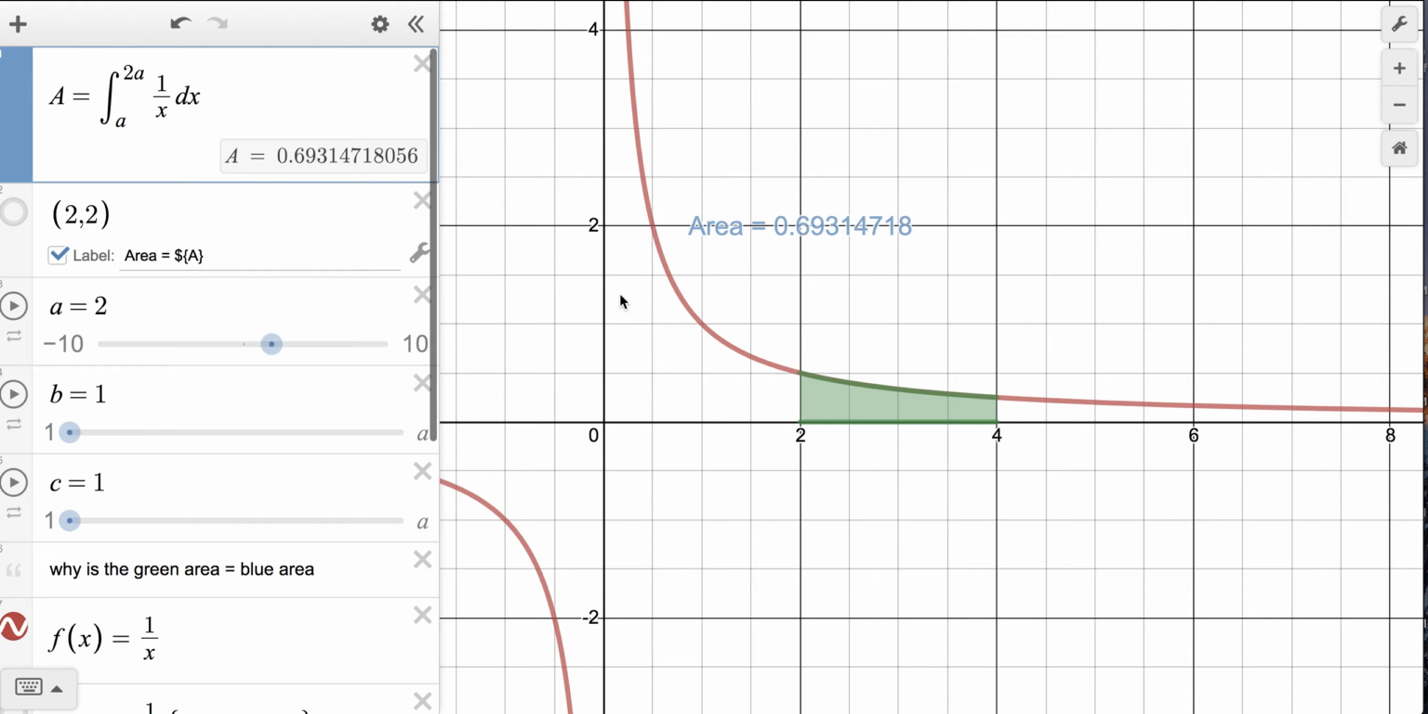All right, so this is something I figured out today that I think is pretty cool. Here's a graph of y equals 1 over x, and I've shaded in that area from 2 to 4. It's about 0.69, right?